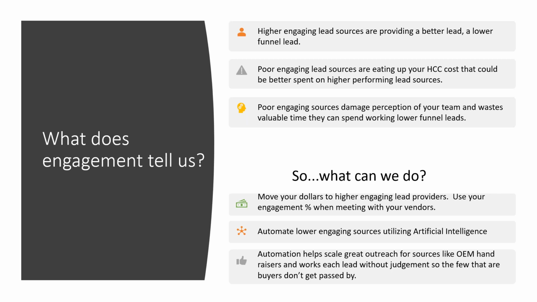Automation also helps scale the outreach for sources like OEM hand raisers, which we talked about a little bit earlier. The thing about automation or AI is it doesn't judge the source. It doesn't judge the individual lead. So it will pick up those buyers that our humans will just basically walk past.